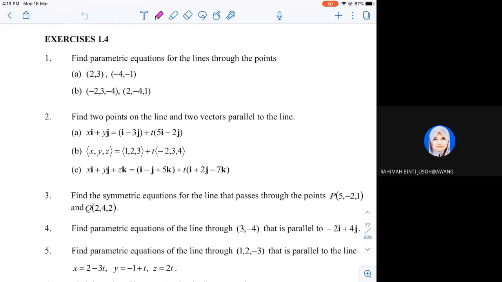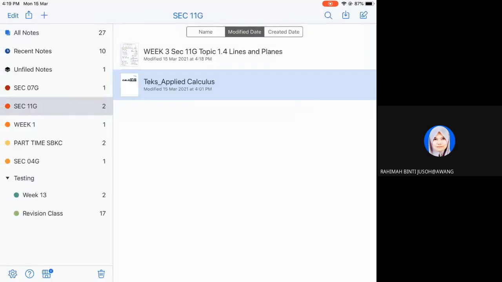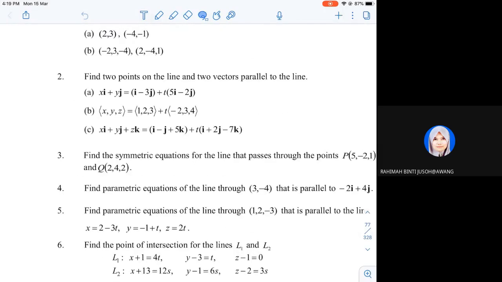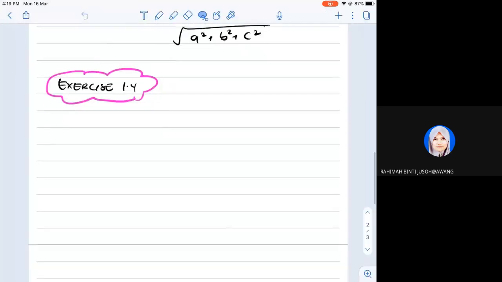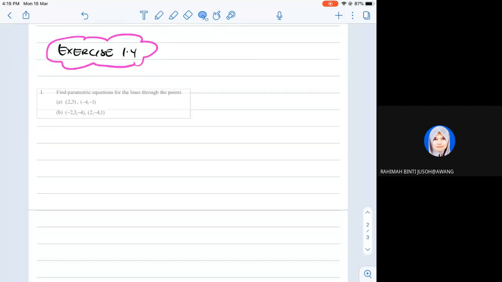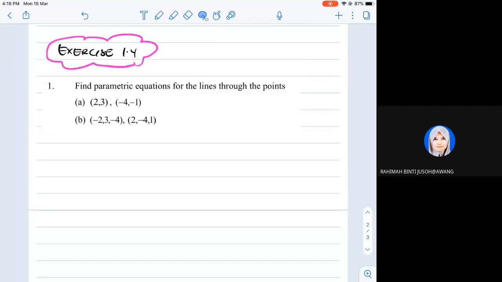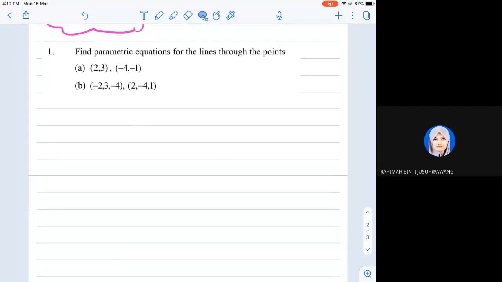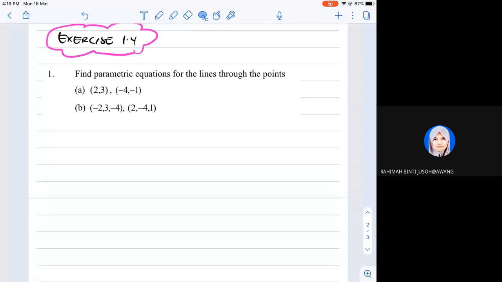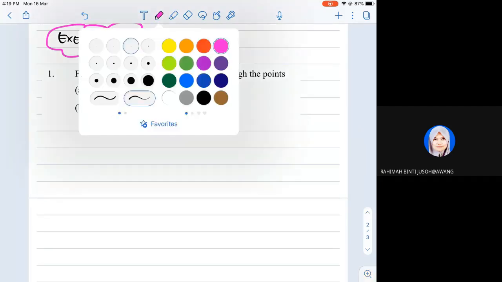Okay, so question number 1. Let's do question number 1B. Find parametric equations for the lines through the points. If you are given 2 points here, as I mentioned earlier, in order to find the equations of lines, we need to have 2 things, isn't it?